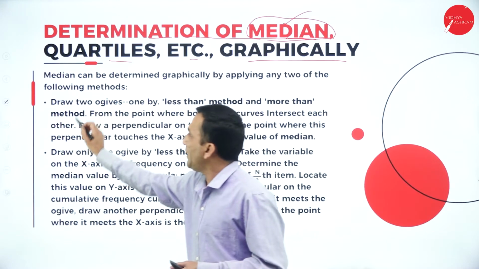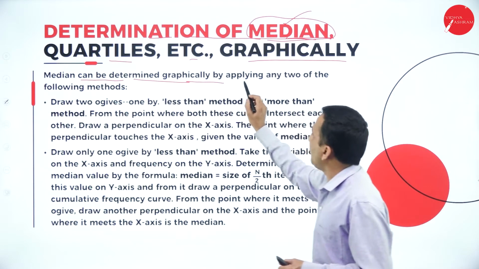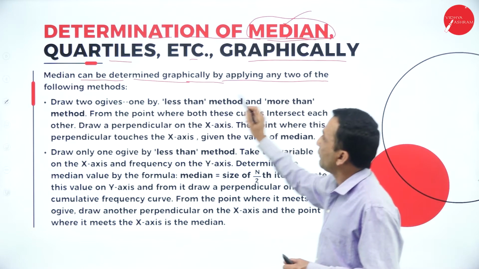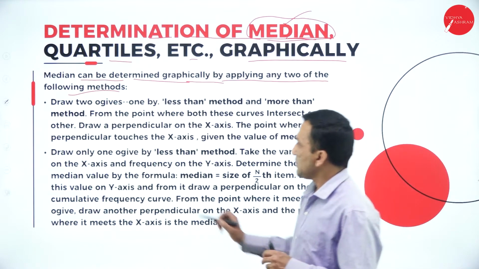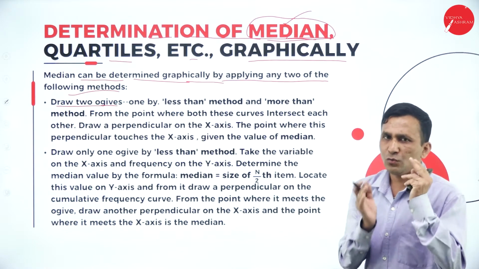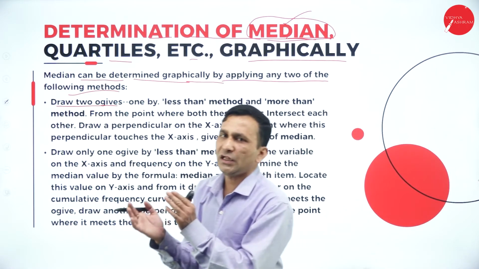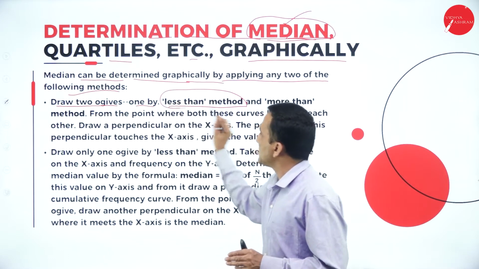There are two methods clearly specified. Median can be determined graphically by applying any two of the following methods. So which method is the first one? Draw two ogives. Ogive means there are two ogives: one is the less than ogive and the other is the more than ogive. One is the less than method.